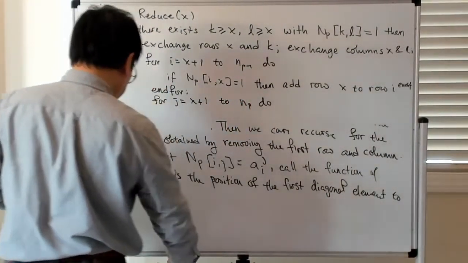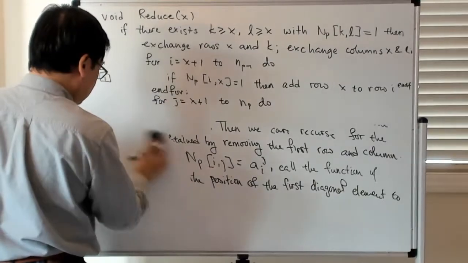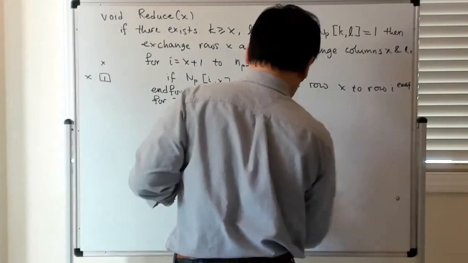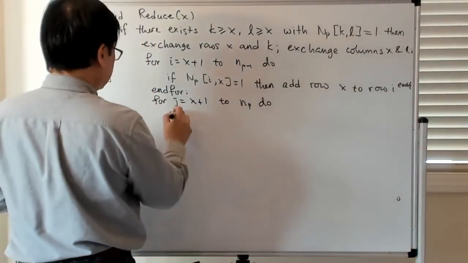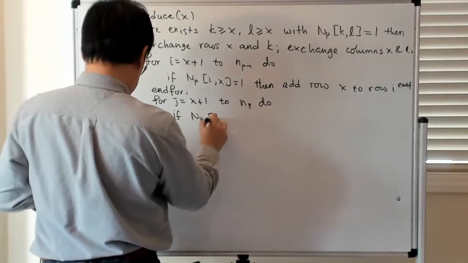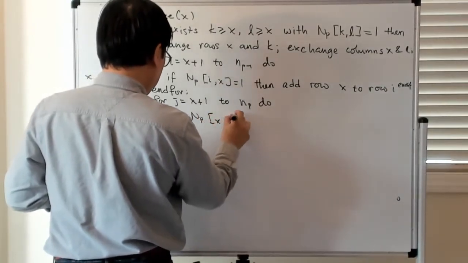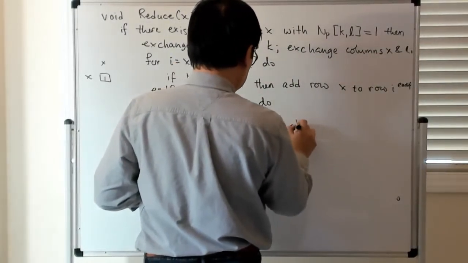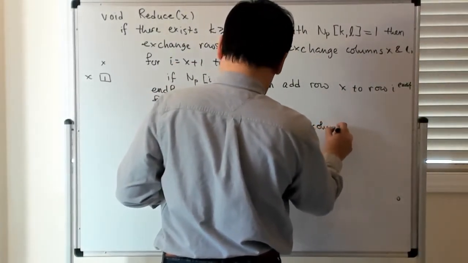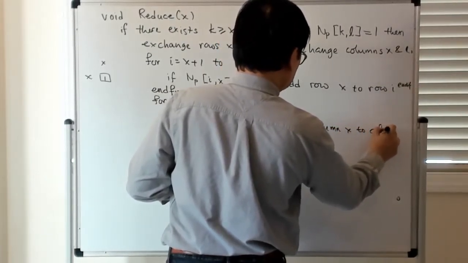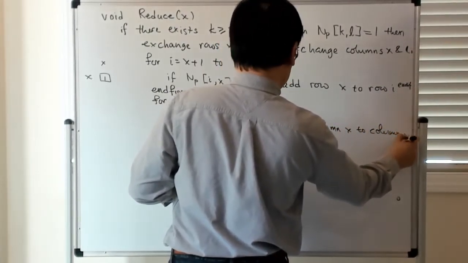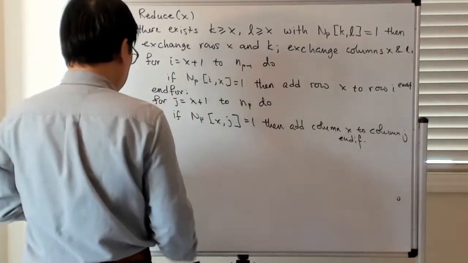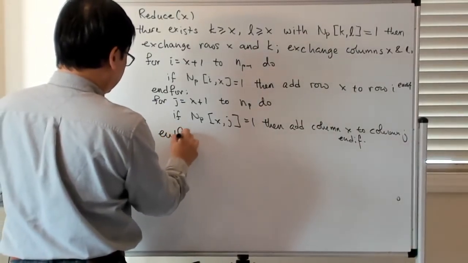You can do the same thing for j equals x plus 1 to n_p. You do the following. If the entry at (x, j) is equal to 1, then you add column x to column j, and then you end if. Then end for statement.